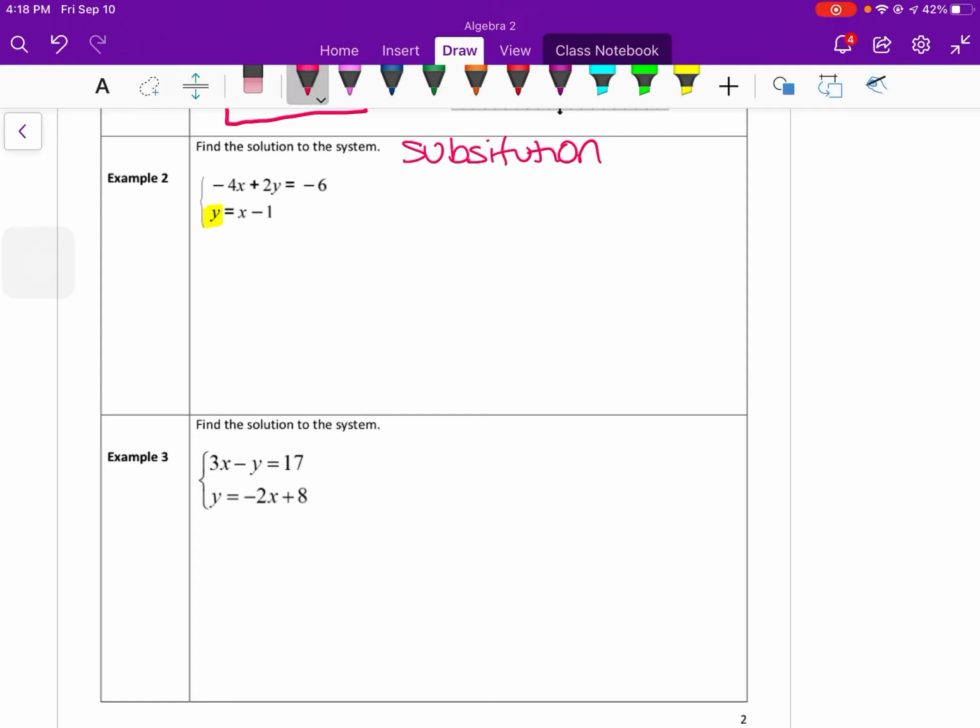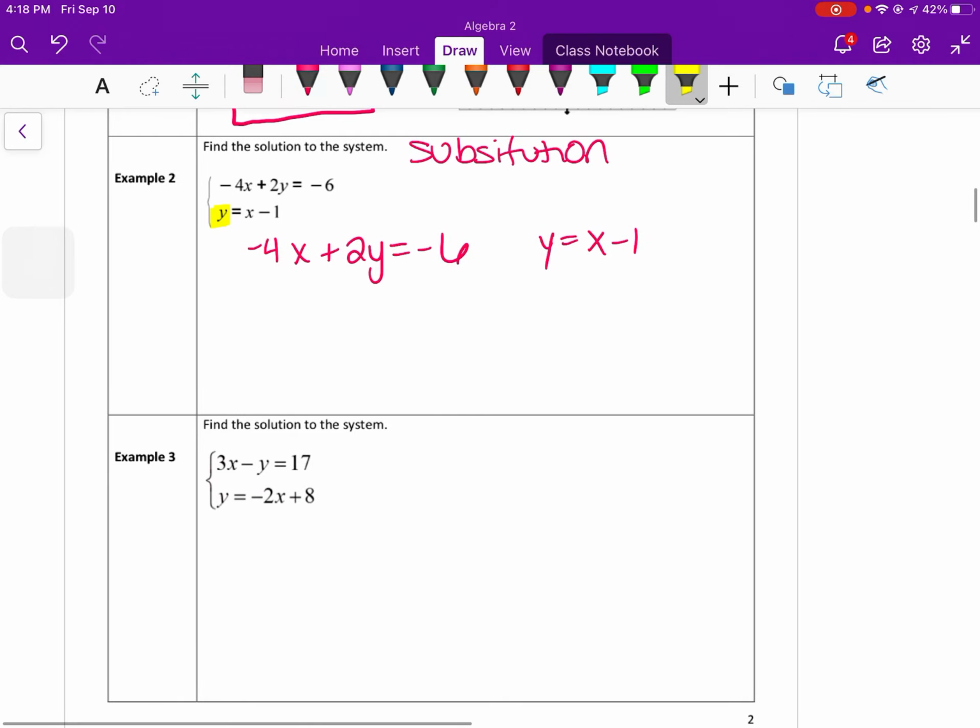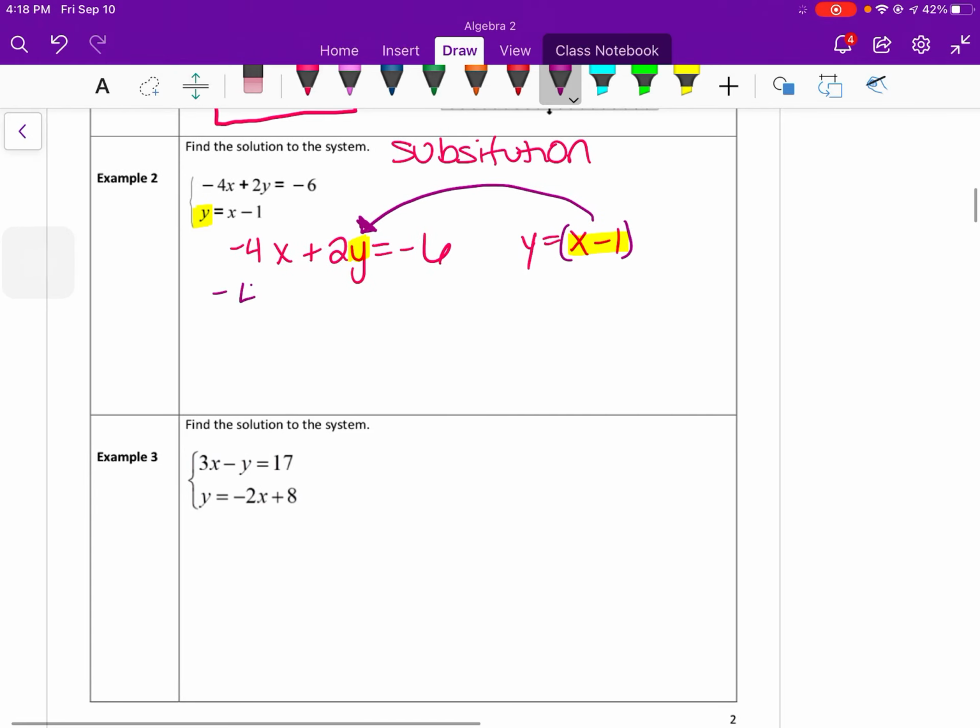When I do substitution, I like to write my system kind of next to each other. And then I have the y equals x minus 1. Since this is y equals x minus 1, I'm going to take this x minus 1 and I'm going to substitute it into my other equation for y. So I'm going to plug it in over here for y. So that's going to be -4x plus 2 times, now instead of y, I have x minus 1 equals -6. And then I'm going to solve this side for x.